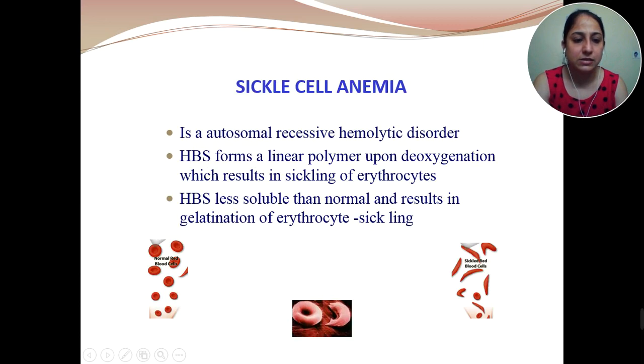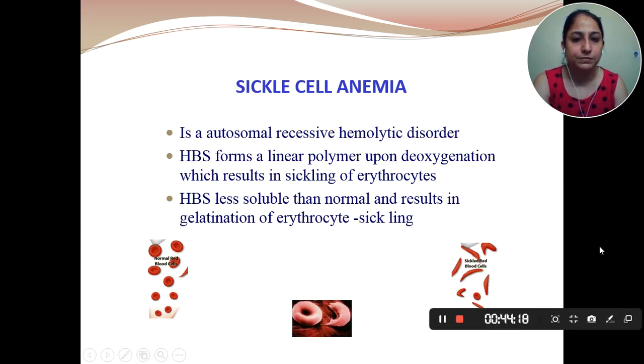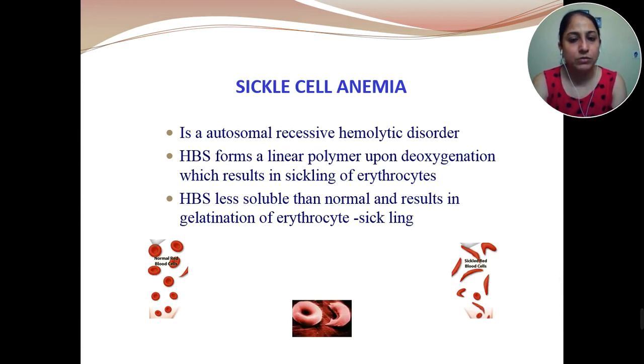The next is sickle cell anemia. It is an autosomal recessive hemolytic disorder. It forms a linear polymer upon deoxygenation, which results in sickling of erythrocytes. It is less soluble than normal and results in gelatination of erythrocytes, that is sickling.